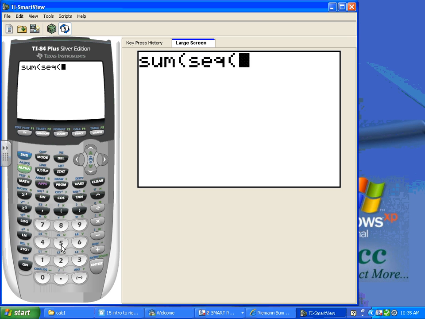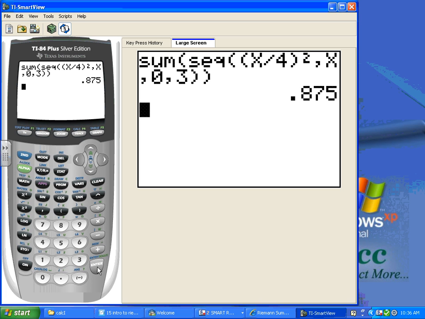Okay, what am I going to put right now? In parentheses, I over 4 squared, but I'm going to put x over 4 squared, comma the variable, comma, from where to where? For the left sum, we're going from 0 to 3, I believe. 0 to 3. And I didn't put my 1/4 outside of everything, but later I can divide this answer by 4. So first I do this, and then divide by 4. Same answer as we got earlier, right?